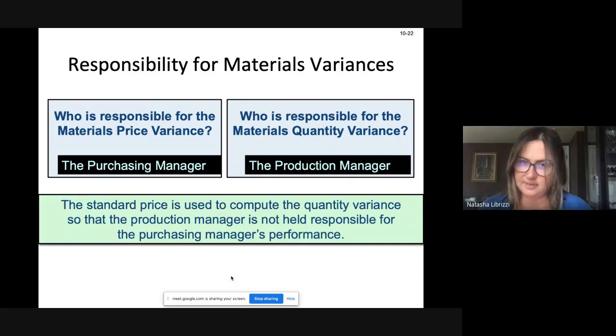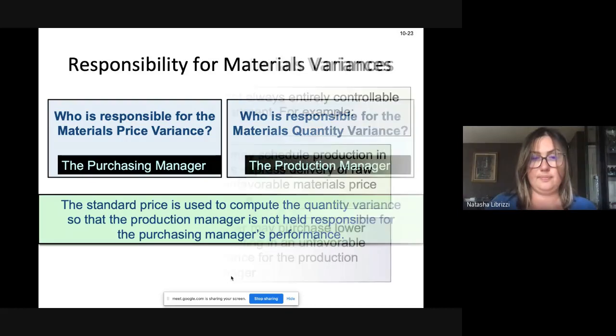What if it's a very expensive material and it costs much more? And maybe it's not fitting standards. Maybe people are looking for lighter parkas and we're overfilling them. It could have other issues. So the standard price is used to compute the quantity variance, so the production manager is not held responsible for purchasing manager performance and vice versa.